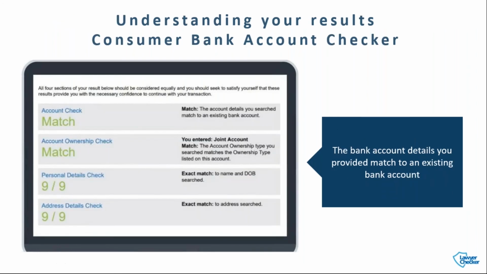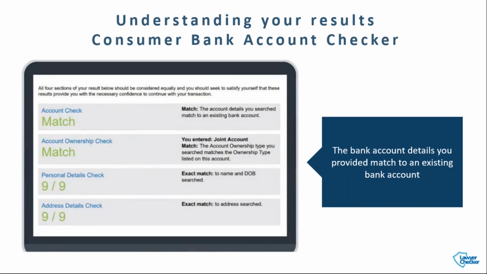As you can see on the screen, this result is a match. This is the best possible result that you would want to receive. So the account check, which is the top of the columns, means that the account number and sort code that you've entered relate to a genuine bank account in the UK. The account ownership check, if this is a match, means that whether you've entered joint account or single account, that is correct, and that matches what Experian and the bank hold.